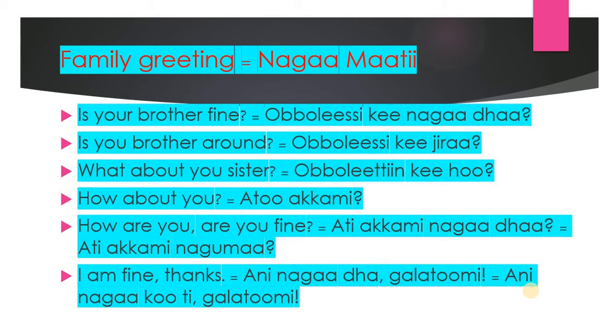How about your sister? Obboleettiin kee? It means following the previous question. Obboleettiin kee nagaadhaa? Obboleettiin kee nagaa isheetii? Obboleettiin kee jirtii? Obboleessi kee jiraa is a masculine word, jira. Obboleettiin kee jirtii is the feminine form of the same word, jira. Obboleettiin kee hoo jirtii. That's what we can also say.